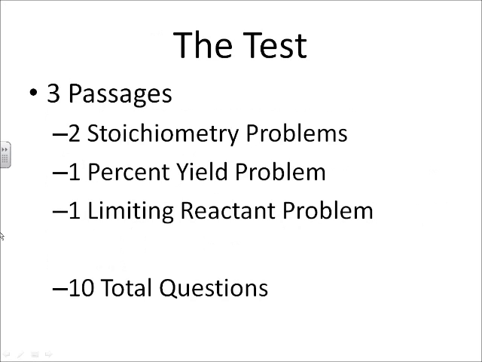Alright, so let's take a look at what the test is going to be. The test is going to be broken up into three passages. Each passage describes a situation, and then after it describes a situation, there's going to be a few problems testing your stoichiometry based on that. Typically, for those passages, there are going to be two plain stoichiometry problems, one percent yield problem, and one limiting reactant problem.